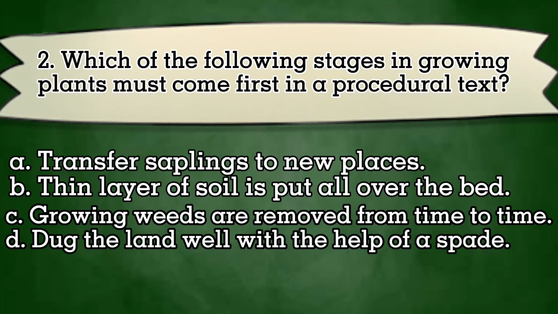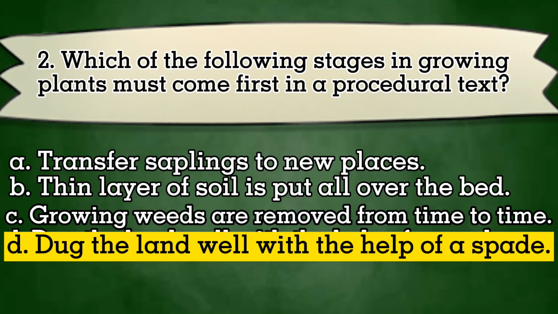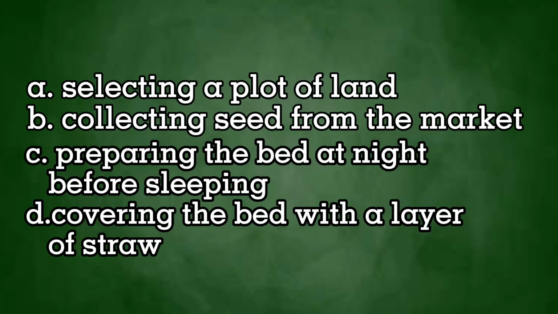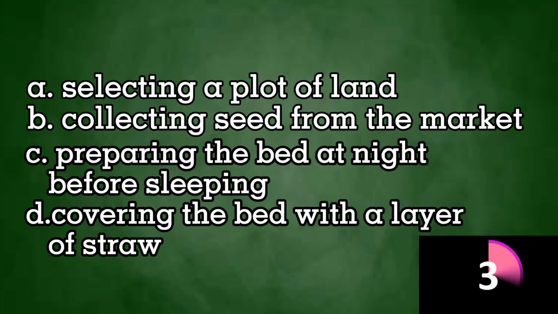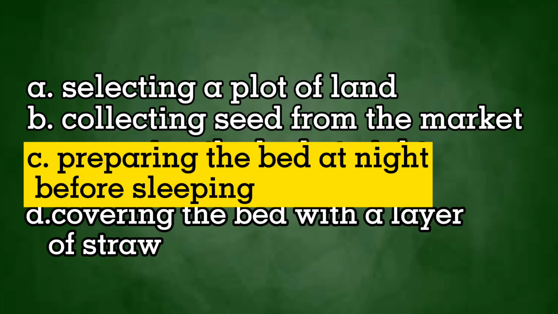Number 2. Which of the following stages in growing plants must come first in the procedural text? Letter D. Dug the land well with the help of a spade. Number 1. Which of the following does not belong to the stages in the growth of plants in a procedural text? Letter C. Preparing the bed at night before sleeping.